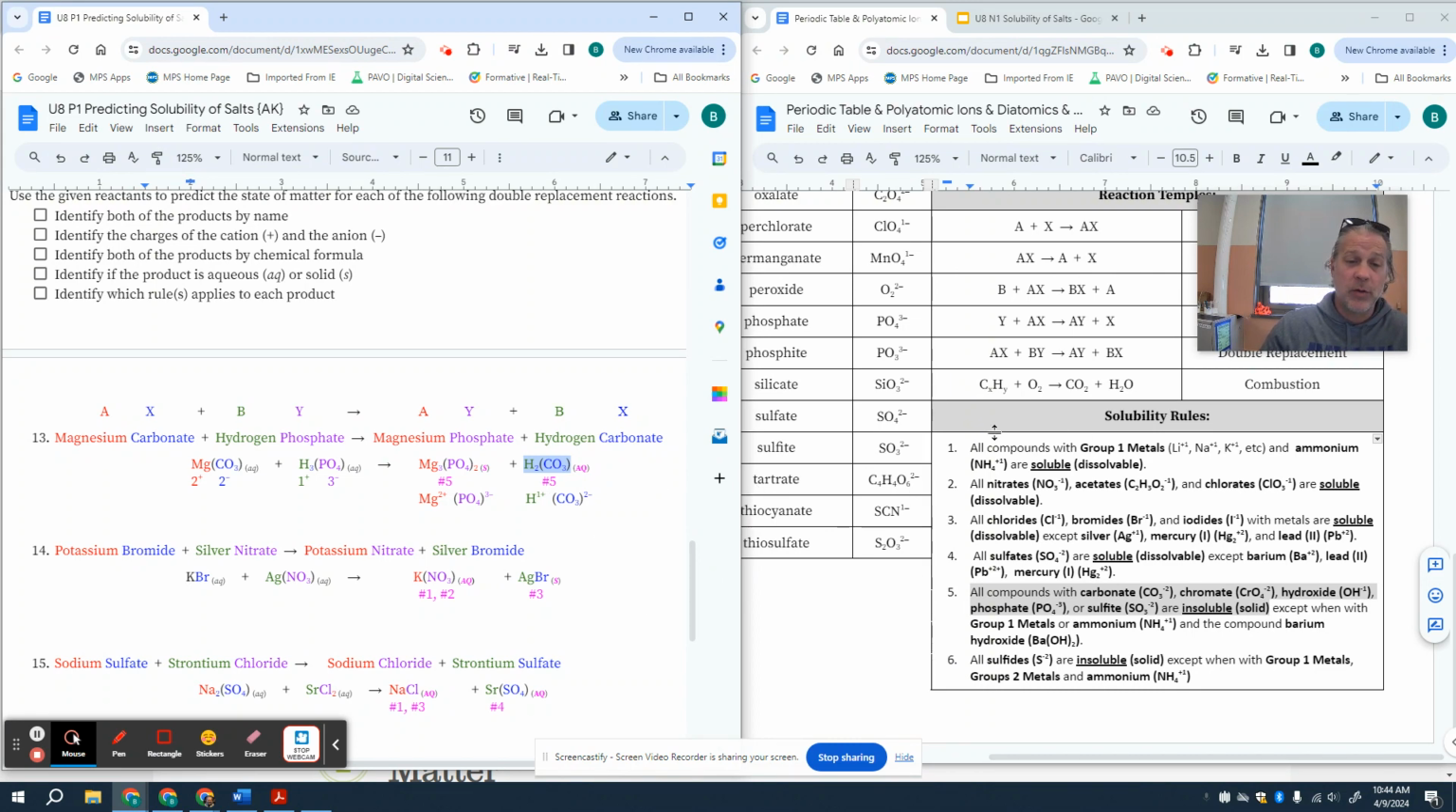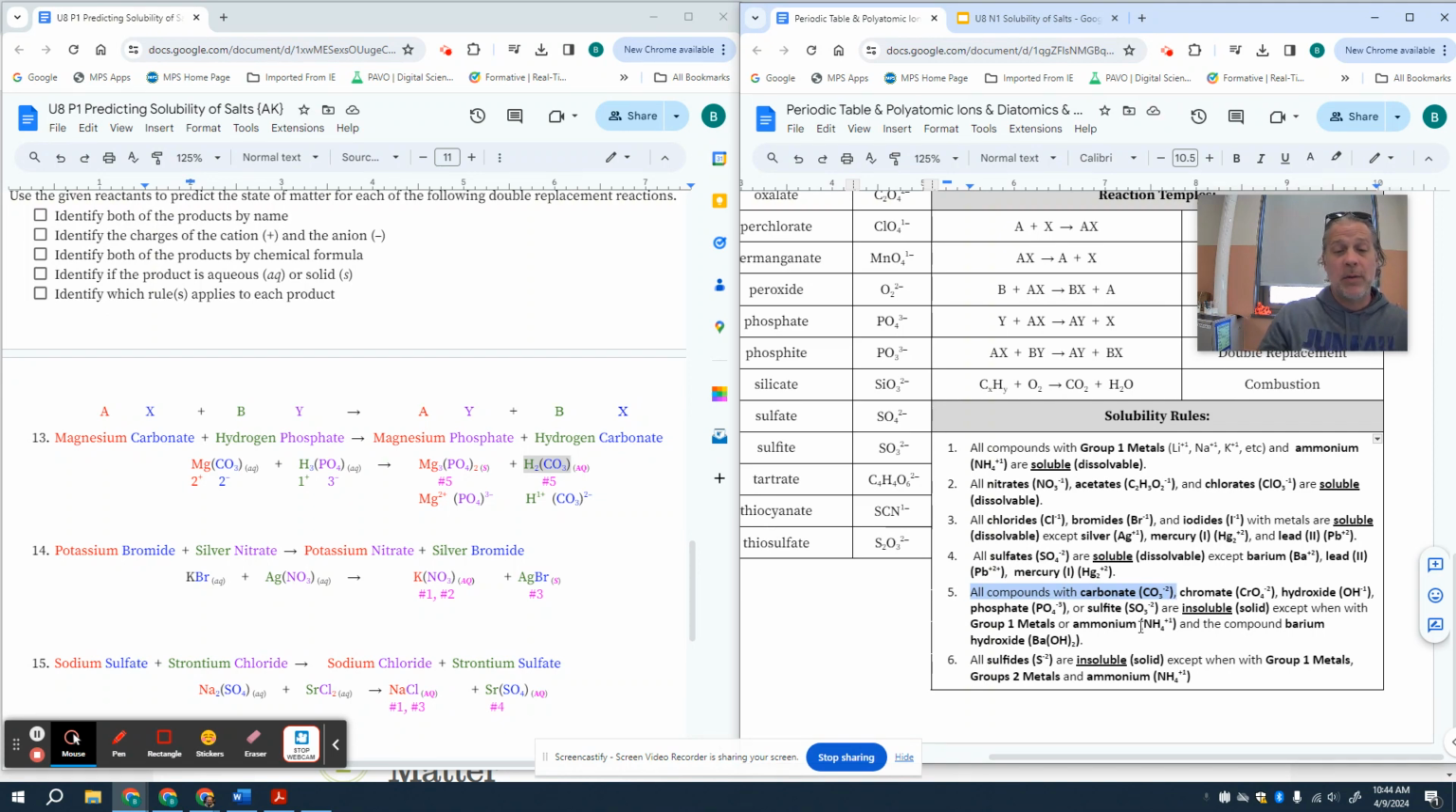And again, I'm going to start with rule number 1. All compounds with group 1 metals, Li, nope, Na, nope, K, nope. Moving on to rule number 2. All nitrates, NO3, nope. Acetates, C2H3O2, nope. Chlorates, ClO3, nope. Moving on to rule number 3. All chlorides, Cl, nope. Bromides, Br, nope. Iodides, I, nope. Moving on to rule number 4. All sulfates, SO4, nope. Moving on to rule number 5. All compounds with carbonate, CO3, there it is.